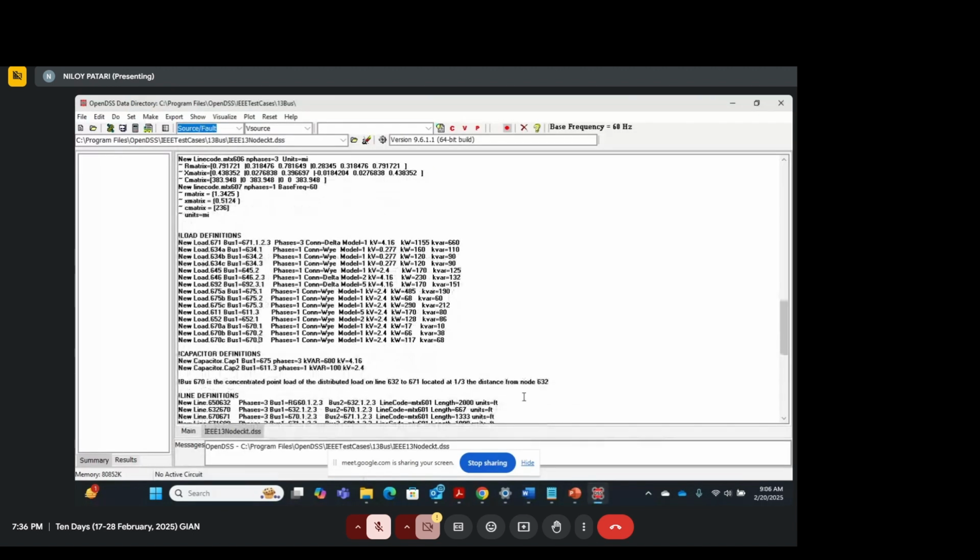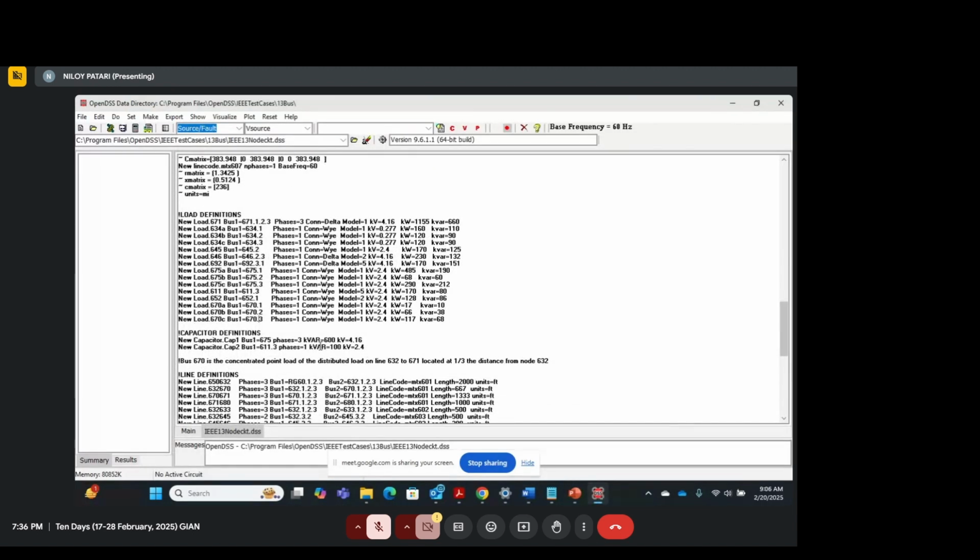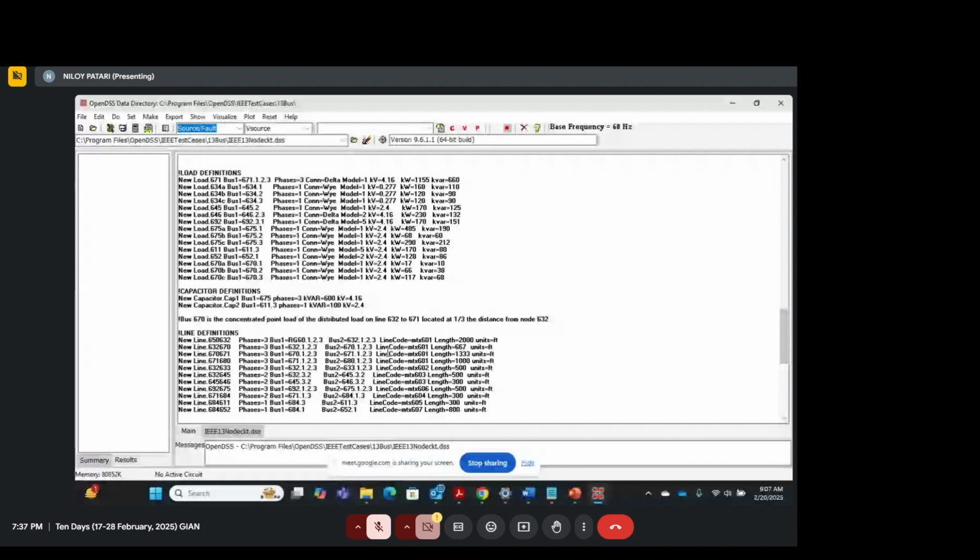So then you can just match with the loads here, and then you have two capacitors which are connected at two nodes, and then you define the kV levels, line definition.